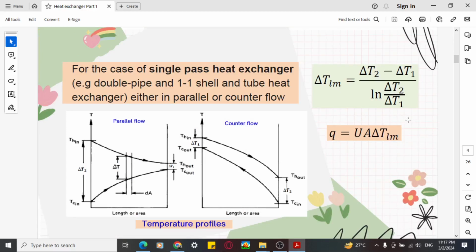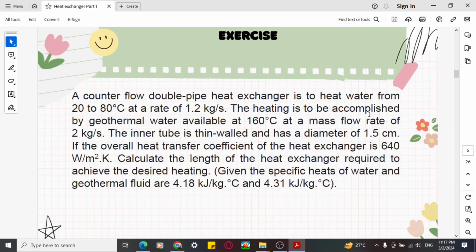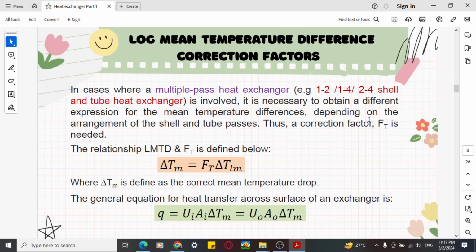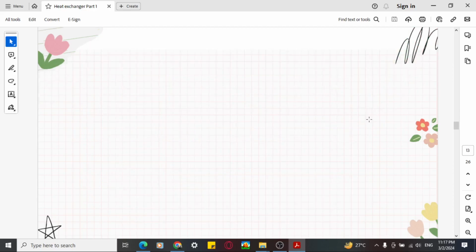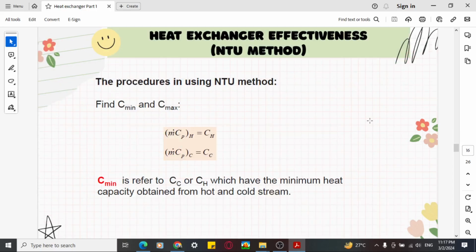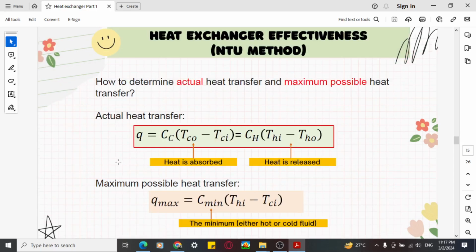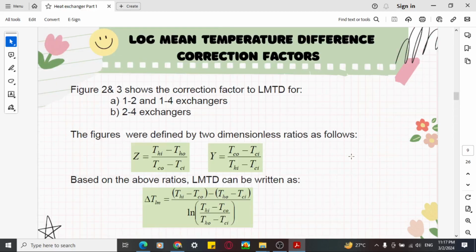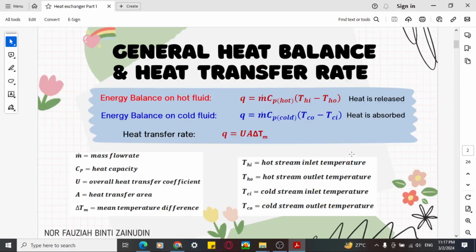Okay, when we talk about the same as this thing, actually it is the same as, wait, the slide is quite long. Actually it's the same as this thing also, but this we use to calculate the Q max, which means the maximum heat transfer. Okay, actually you are using this. It is the same as the energy balance of hot fluid and cold fluid. So you have this formula actually.